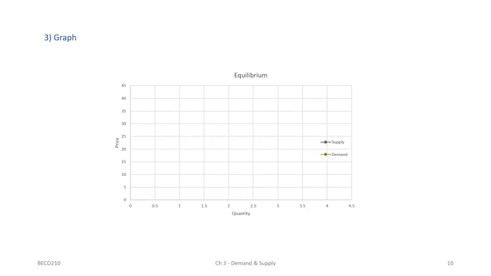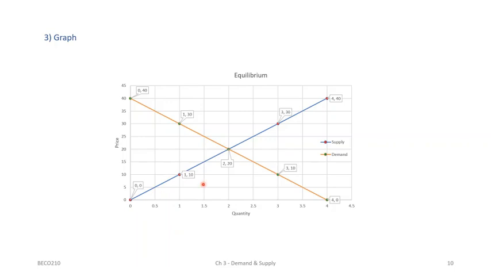Now, using a graph, we can plot the equilibrium. First, on the x-axis, we have the quantities. On the y-axis, we have the price. We plot the supply and then the demand line. The intersection point is the equilibrium. The intersection point points to the price equals 20 and the quantity equals 2.